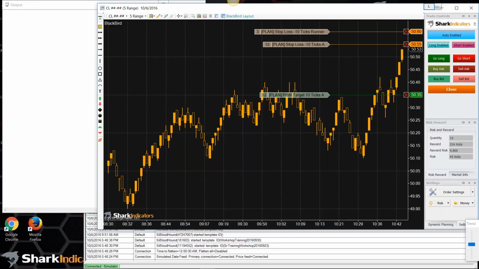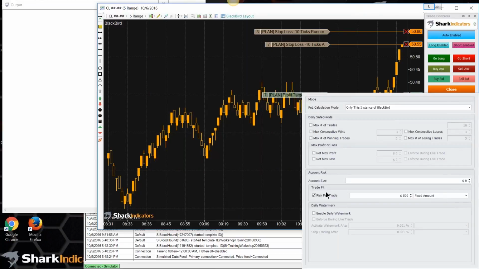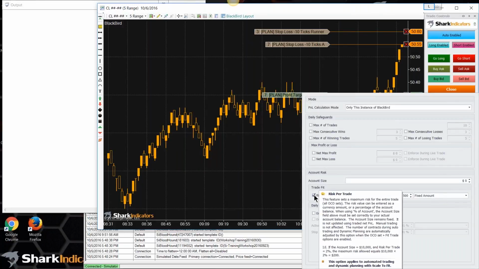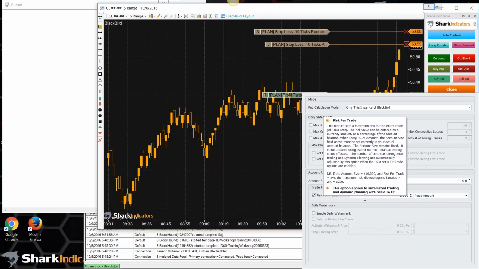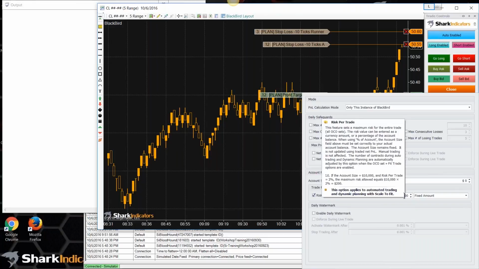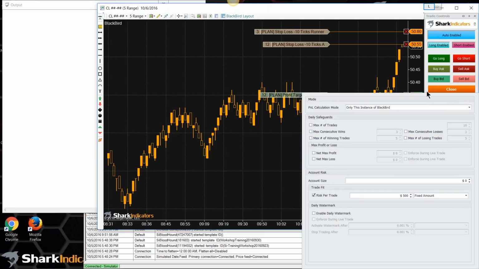So just to show you another part of the equation as to what's adjusting the number of contracts here, it's back in money management. So I'm going to use this button down here, the money management button. So remember, I set my risk per trade to $500. So BlackBird can increase my risk to a maximum of $500.